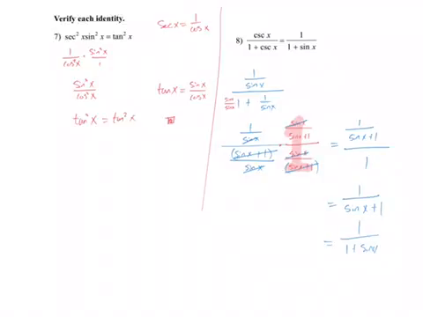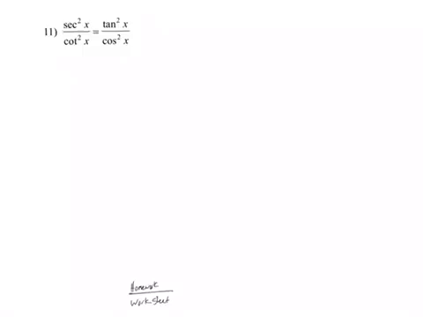So there I have completed that informal proof. Let's do one more here. We're going to use the fact that we remember that cotangent of x is the same thing as 1 over tangent of x.